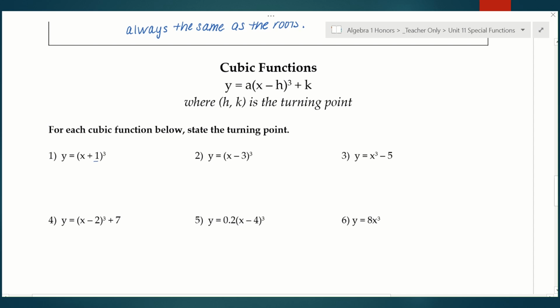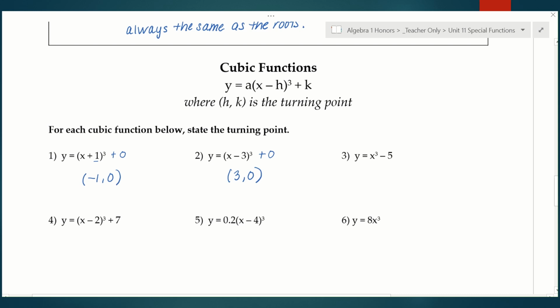There's a plus 0 out here that wasn't written. That's my k. So the turning point for this cubic function would be (negative 1, 0), because I take out that 1 that was in the parentheses and it becomes the opposite sign. Since it was x minus that number, x minus negative 1 was positive 1. Okay, number 2, again, there's a plus 0 on the end. So the turning point here would be (positive 3, 0).